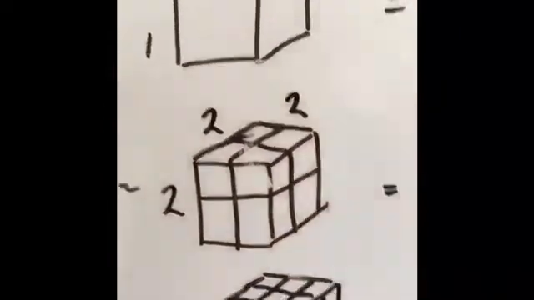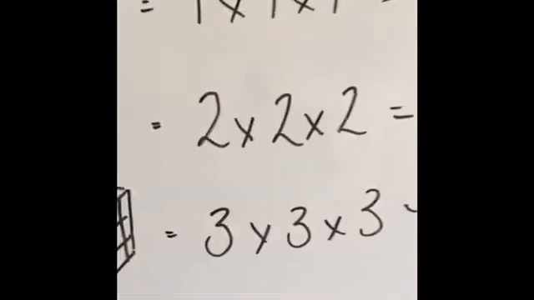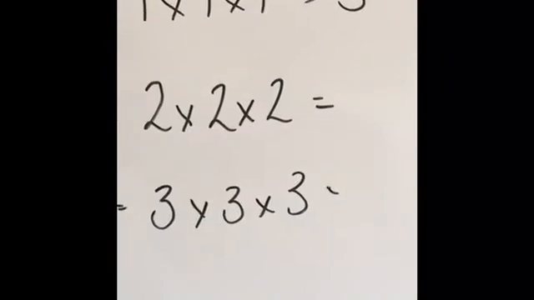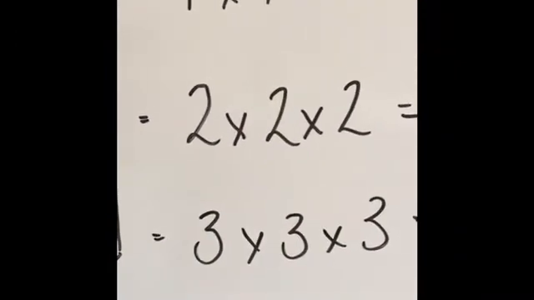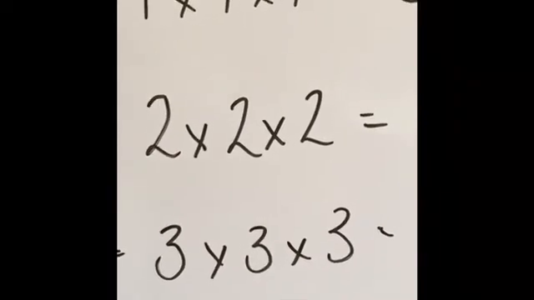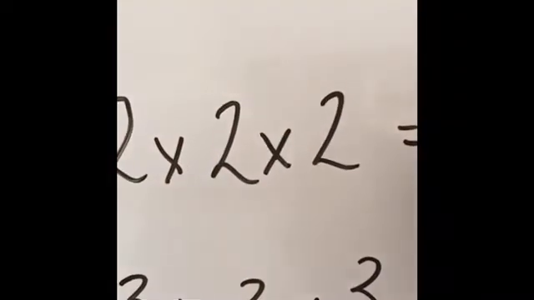2 cubed, you have to excuse my little diagrams here, but we've got 2 cubed by 2 multiplied by 2. That's how we draw it as a representation. 2 times 2 times 2. Who can work out what the answer is? So 2 times 2 is 4. 4 times 2 equals 8.